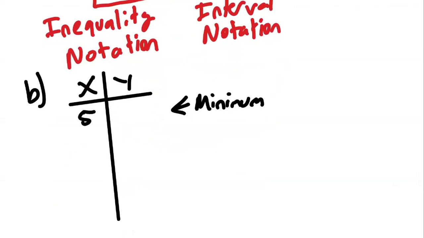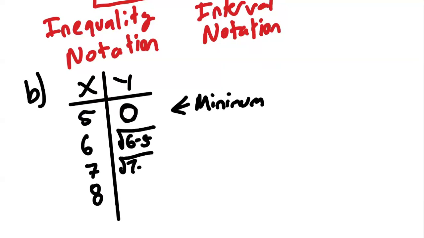And then my y coordinate is whatever is on the outside. In this case, we use the placeholder for 0. And then we're just going to plug in points. So 6, 7, we'll go up to 8, right? Because x has to be greater than or equal to 5. So every number greater than 5. So we're going to do 6, 7, and 8. We're just going to plug that in and solve. 6 minus 5, 7 minus 5, 8 minus 5. And we've got to figure out what those are.